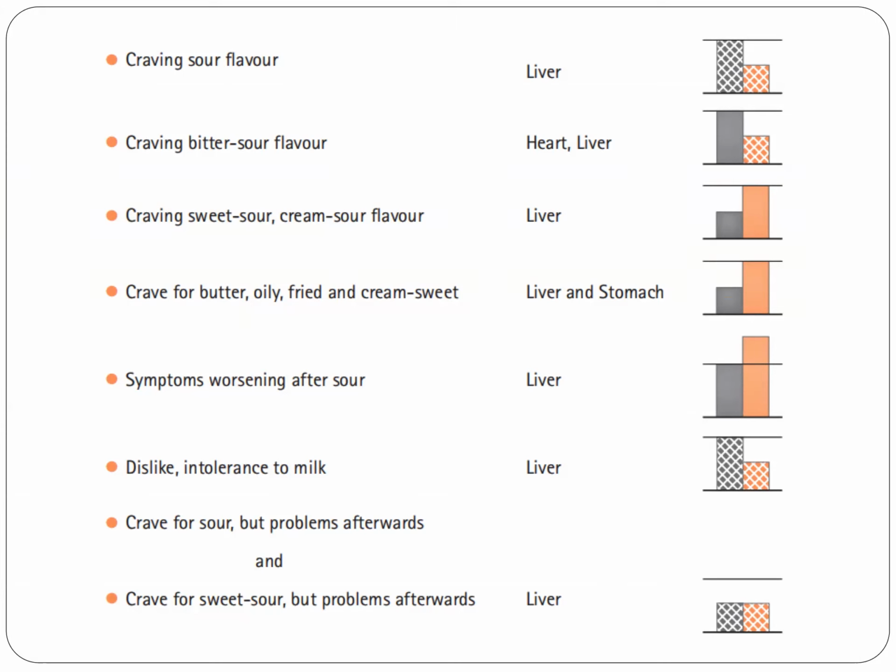Crave for butter, oily, fried, and cream sweet, liver and stomach yin deficiency. Symptoms worsening after sour, liver yang excess. Dislike or intolerance to milk, liver qi deficiency. Crave for sour but problems afterwards, and crave for sweet sour but problems afterwards. So liver, blood, and qi deficiency.